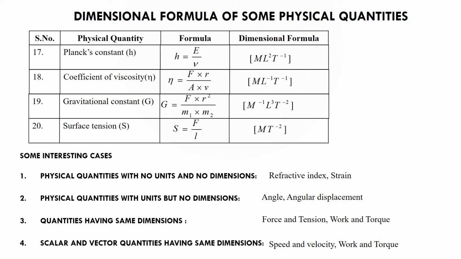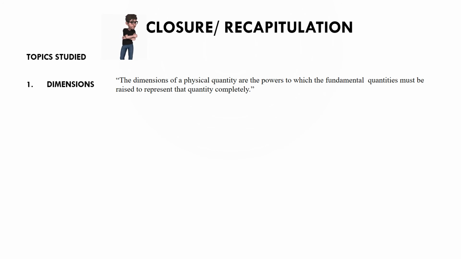Scalar and vector quantities having the same dimension: speed (scalar) and velocity (vector) have the same dimension, work (scalar) and torque (vector) have the same dimension. Now let us recapitulate what we have studied. The topic studied first was the definition of dimensions. They are the powers to which the fundamental quantities must be raised to represent that quantity completely.